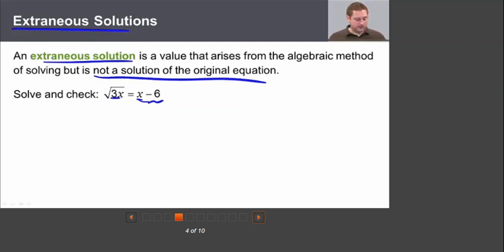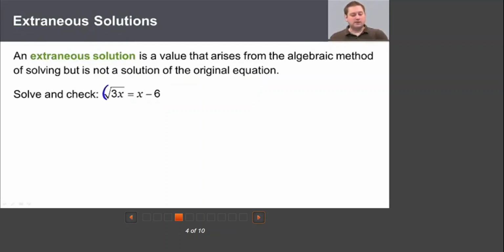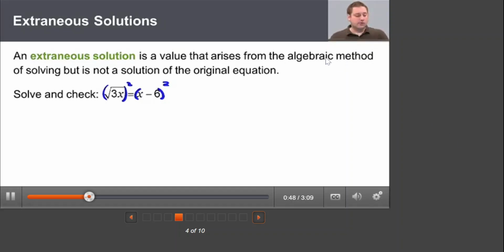Now, in solving this, I'm going to go ahead and square both sides to get rid of the radical on the left. So by squaring the square root of 3x, we get 3x. On the right side, I'm squaring the binomial x minus 6. So I'm going to take x minus 6 times x minus 6, and by using the distributive property, I end up with x squared minus 12x plus 36.